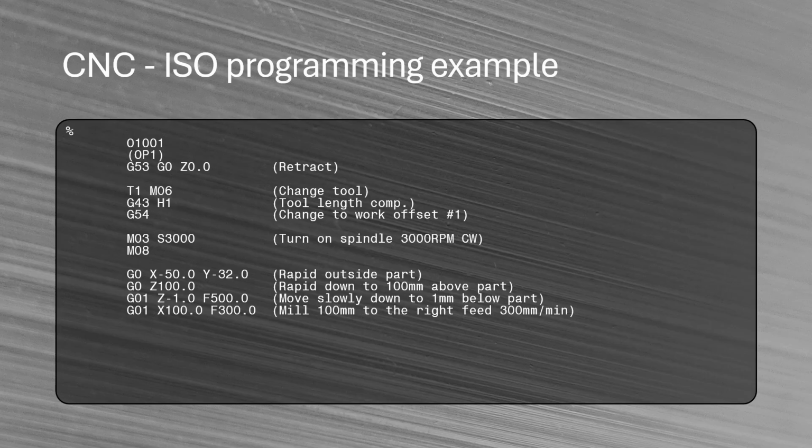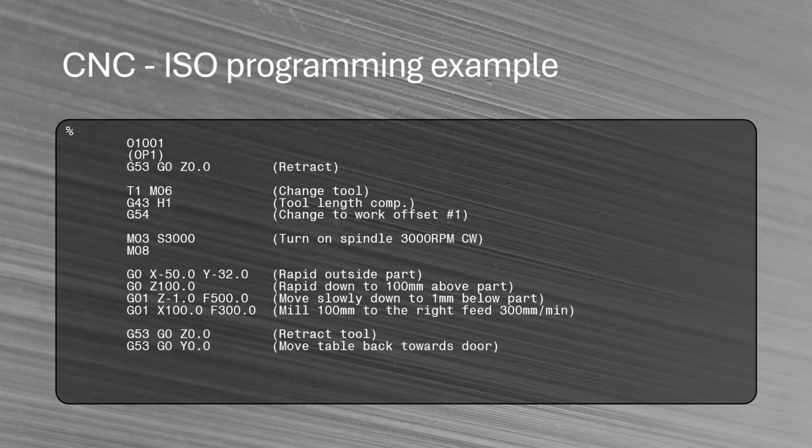And so you can see that G1 does not necessarily mean that we're cutting. In this case, I'm just slowly moving down at 500, and then we'll begin to cut. So 100 millimeters to the right. The feed is in millimeters per minute. Then we retract.